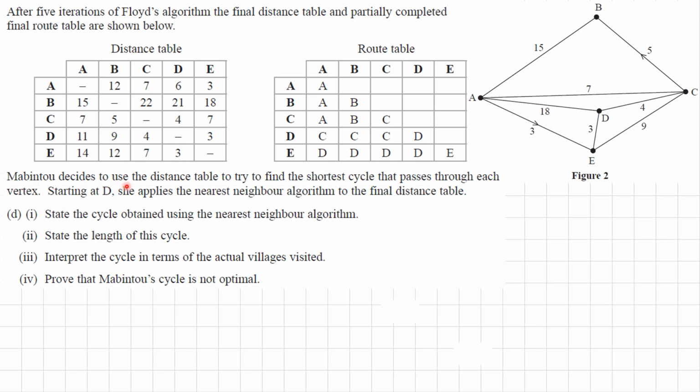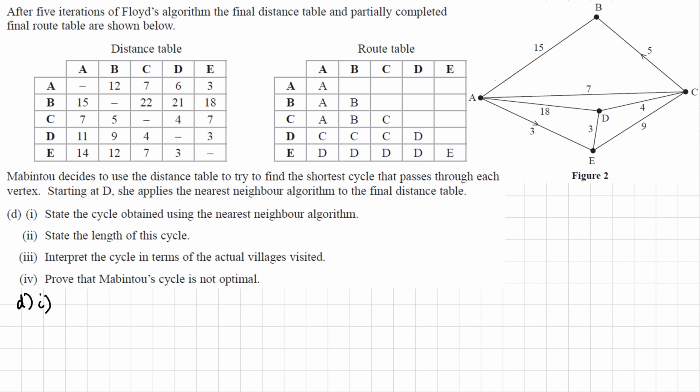Mubin 2 decides to use the distance table to try and find the shortest cycle that passes through each vertex. Starting at D, she applies the nearest neighbour algorithm to find the distance table. First part of part D, we need to state the cycle obtained using the nearest neighbour algorithm.